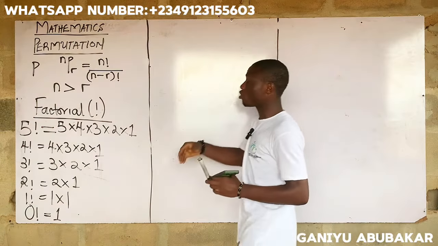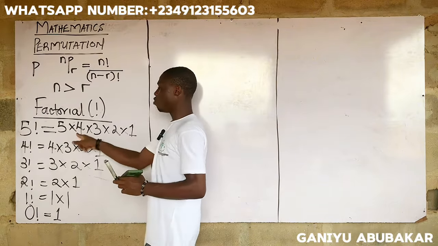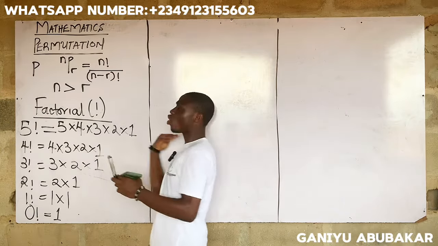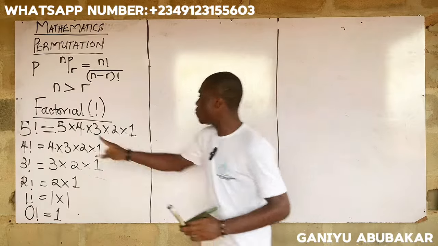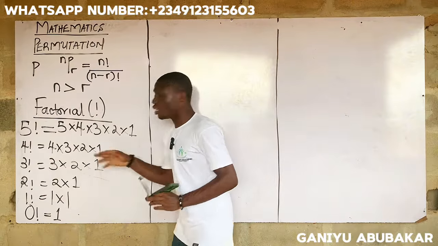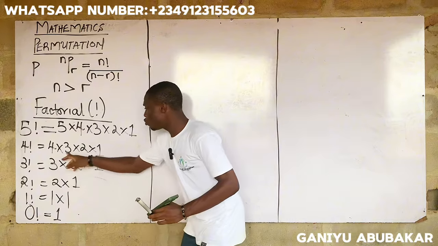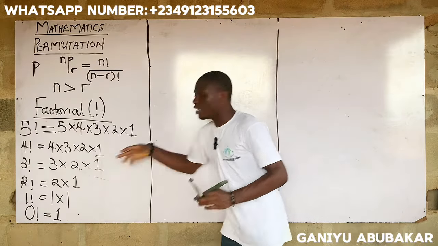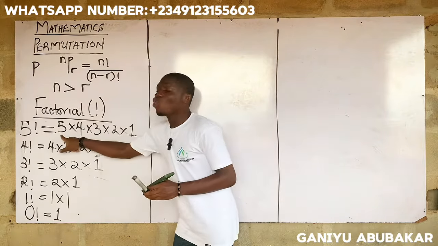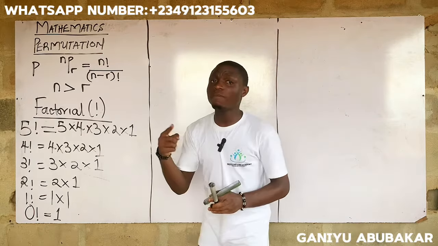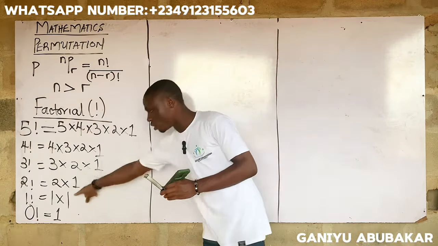This becomes your idea of factorial: the multiplication of consecutive terms in descending order. This is 5, 4, 3, 2, 1, in descending order, such that each term differs from the previous by 1. 5 minus 4 is 1. 4 minus 3 is 1. 3 minus 2 is 1. 2 minus 1 is 1. So each consecutive term differs from the previous by 1 until 1.